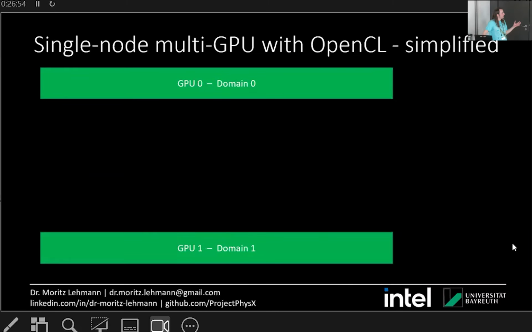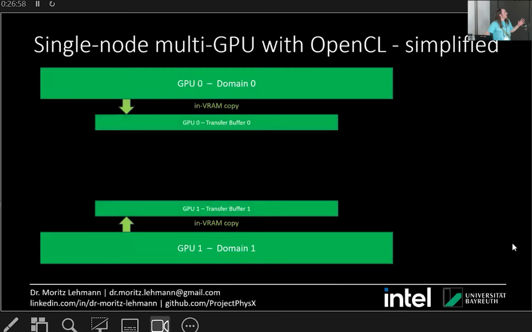How the copying works in a simplified manner is that at first from these big volumetric domains, you extract only the sites that need to be copied into transfer buffers. The domains can have tens of gigabytes. The transfer buffers are usually like 10 megabytes, so quite small. And this copy is happening in VRAM, so from VRAM to VRAM for each GPU independently.